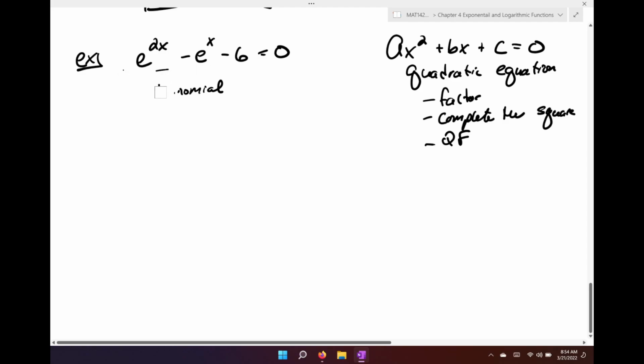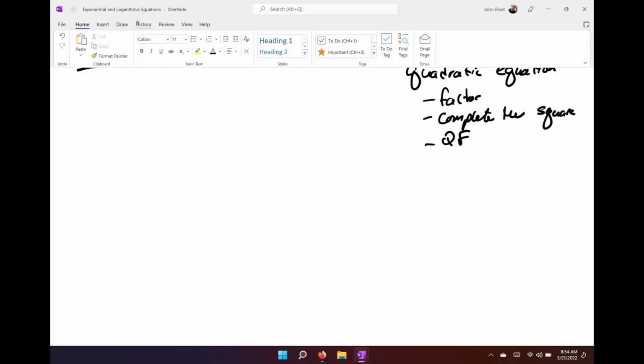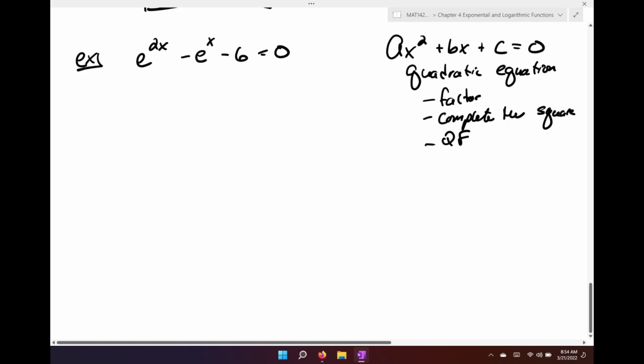So if you look at our problem, e to the 2x minus e to the x minus 6, it kind of has that feel to it. But the problem is right here, and I'm going to show you. We are looking for x to the second, and what we have is e to the 2x. Now, I know this kind of looks like a problem, but if you really know your rules for exponents, it's actually not a problem at all.